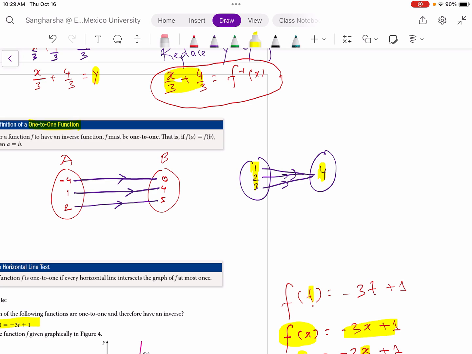But here, this input has a unique output. So it means our first mapping diagram is a one-to-one function, and this one is a function, but it is not a one-to-one function.